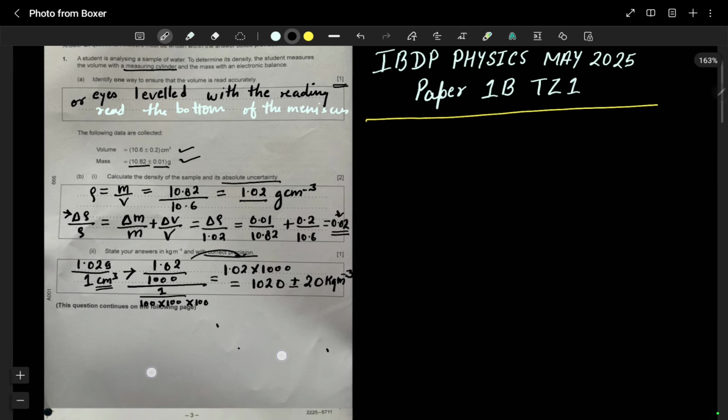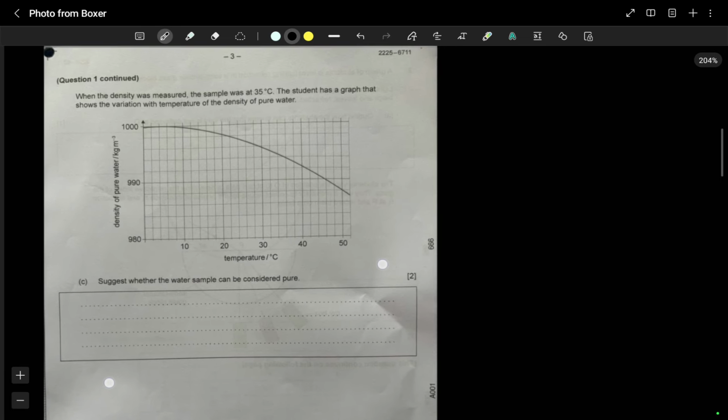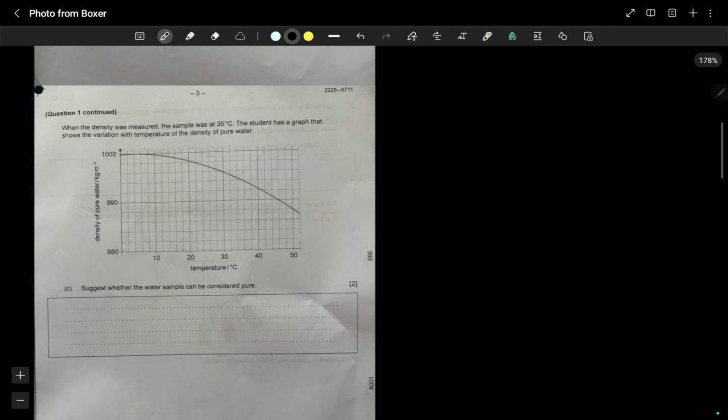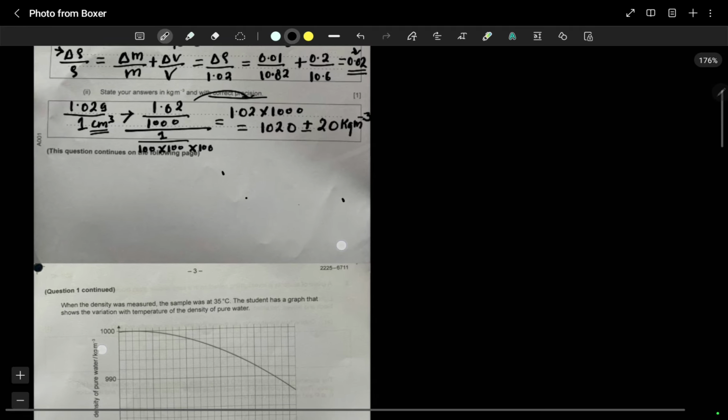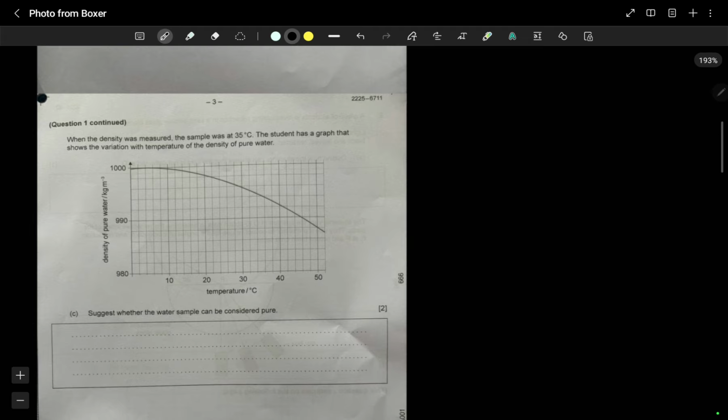Now the last part of the question says when the density was measured, the sample was at 35 degrees Celsius. So this density we are getting at 35 degrees Celsius. The student has a graph that shows the variation with temperature of the density of pure water. Suggest whether the water sample can be considered pure. Now how to know if it is pure or not? You have to see according to the graph the value of density at 35. So 35 is around somewhere here.